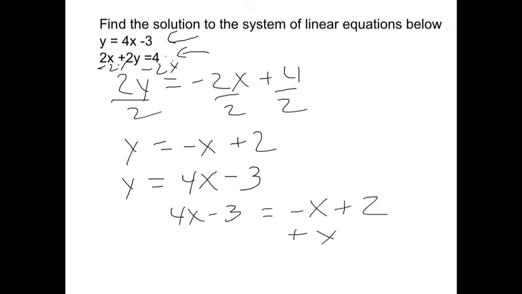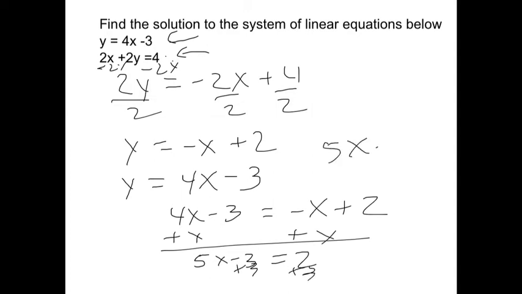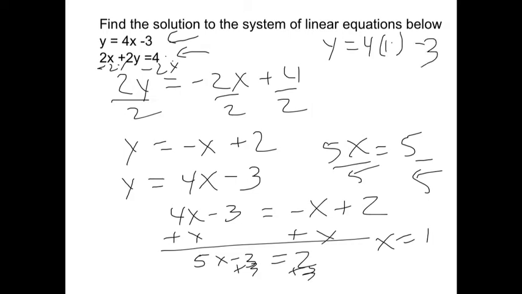I'm going to add x to both sides, and I'm going to get 5x - 3 = 2. I'm going to add 3 to both sides, and I'm going to get 5x = 5. Divide by 5, and in this case, I get my x value as 1. That's wonderful news. Now I need to substitute 1 in for x in either one of the equations to be able to find out my y value, and it happens that my y value is also 1.